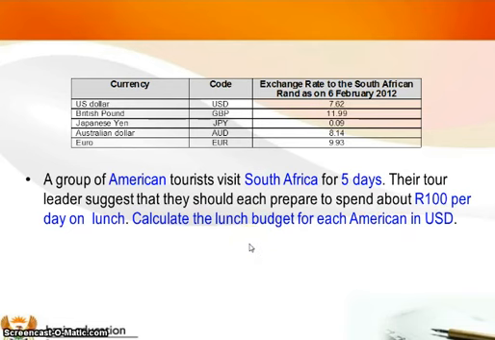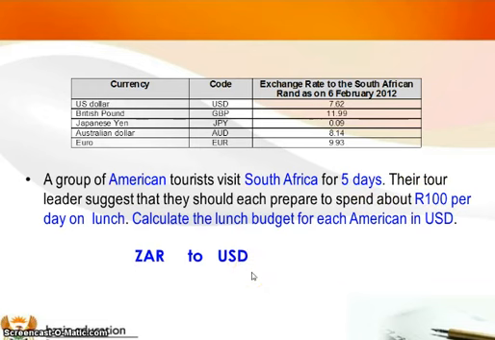So let's calculate this. First of all, we're going to decide which currency are we going to convert into what other currency. And when we read this and we understand the scenario, we're going to see that to answer this question, we're going to have to convert South African rand into US dollars, because each one is going to spend 100 rand a day over 5 days, and then you have to convert that amount of rand into dollars. So it's South African rand into US dollars.